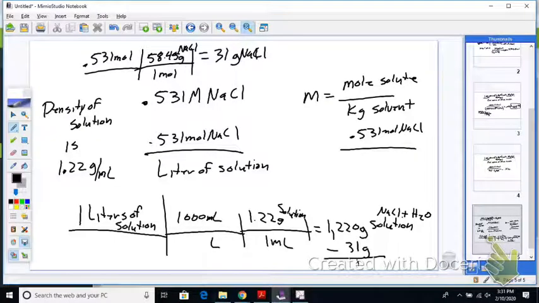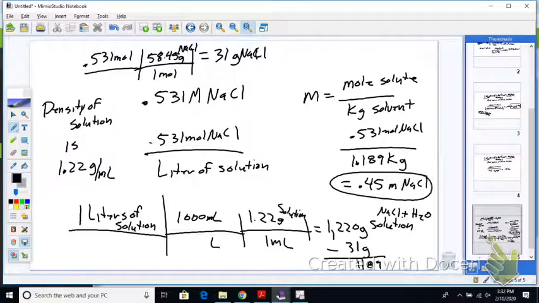So that's 1,189 grams, which is 1.189 kilograms, and I've got my answer once I do that. That's the toughest one for students, because there seem to be a lot of steps and thinking through the process. So the molality of this solution is 0.45 molal NaCl.